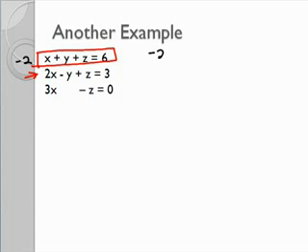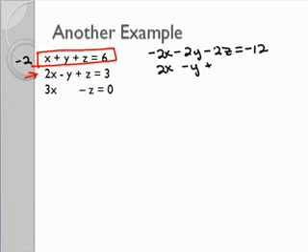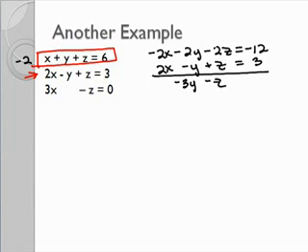So we get negative 2x minus 2y minus 2z is equal to negative 12. Add it to the second one, so we don't have to do anything to that second one right now. And combine. The x's cancel. Negative 3y minus z is equal to negative 9. So we got rid of the x.